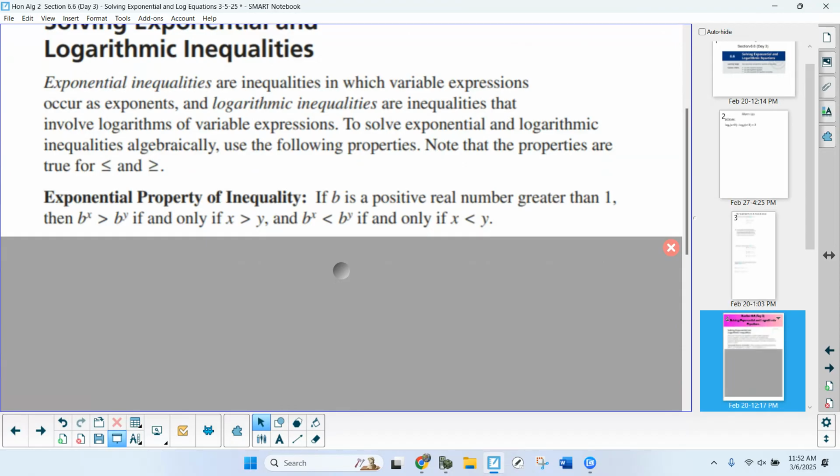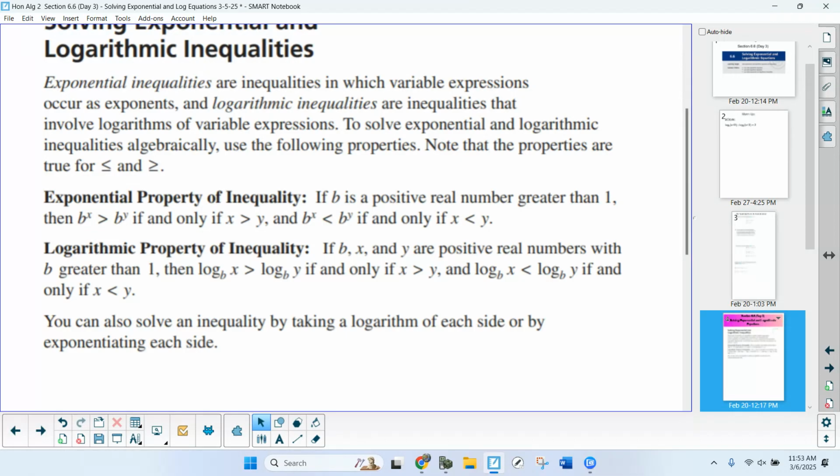First one, the exponential property says, okay, if b is a positive real number greater than 1, if you have b to the x is greater than b to the y, if and only if x is greater than y. Okay? And same thing with less than. So if you have b to the x is less than b to the y, then we can say x is less than y. Okay? And then if you have the log base b of x greater than log base b of y, then we can say x is greater than y. And same thing for backwards, okay?